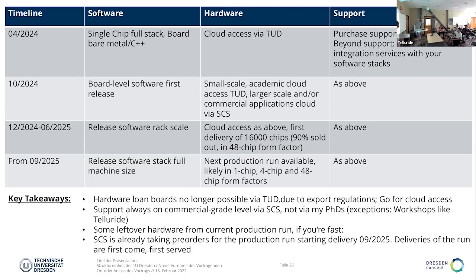So this production run will mostly be the 48 chip form factor. From September next year, you get form factors 1 chip, 4 chip, and the 48 node boards, the big compute boards. So that's the PCBs we're currently developing. So yeah, key takeaways: hardware load boards unfortunately no longer possible via TUT. Go for cloud access. Support always commercial grade level by SCS.